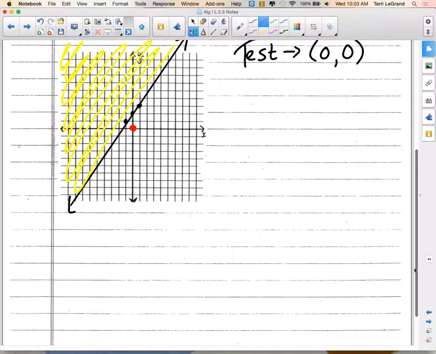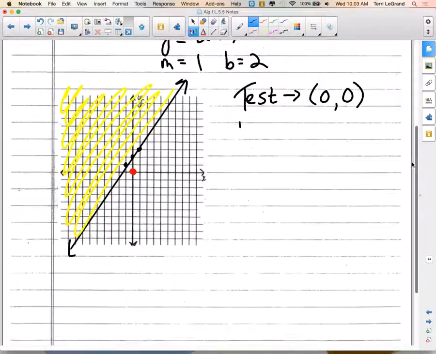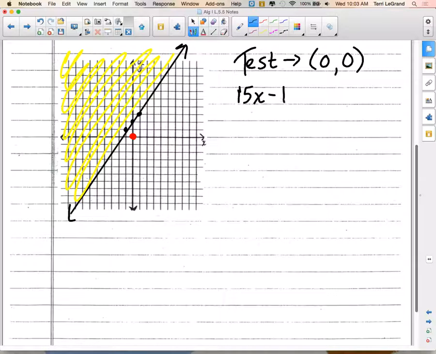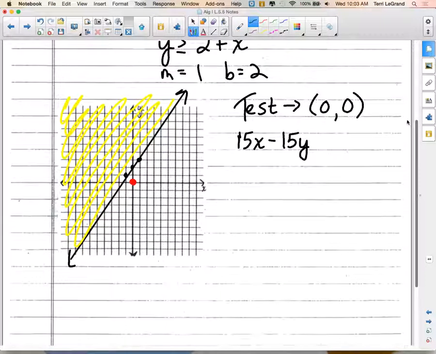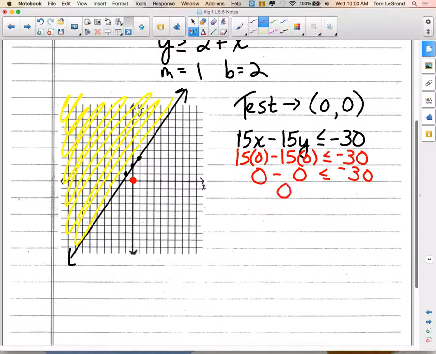So we're going to go back to the original inequality, which was 15x minus 15y is less than or equal to negative 30. Okay, we're going to put 0 in for both of them. 0, 0, 0. Mindless checking. Then we ask ourselves, is this a true statement or a false statement?